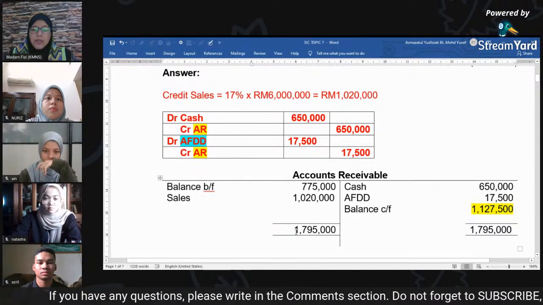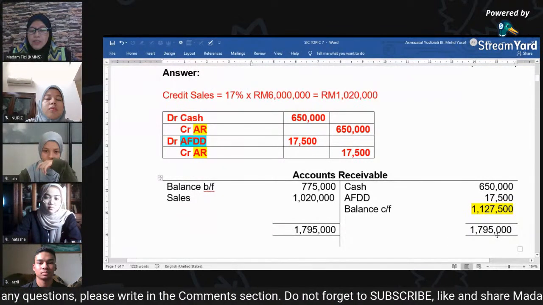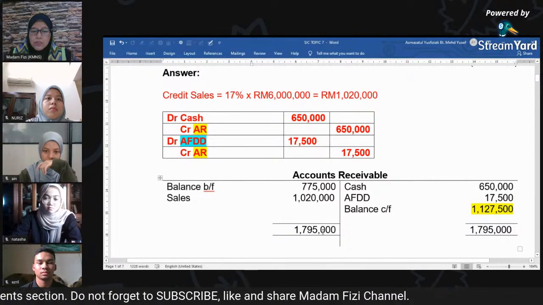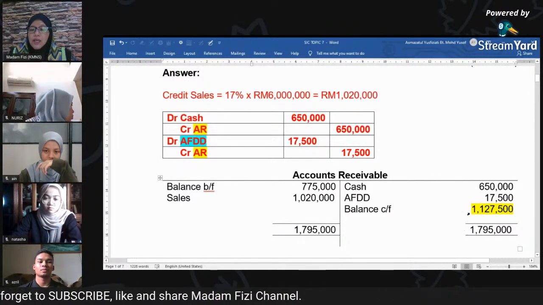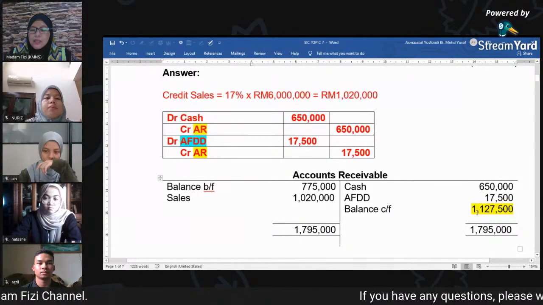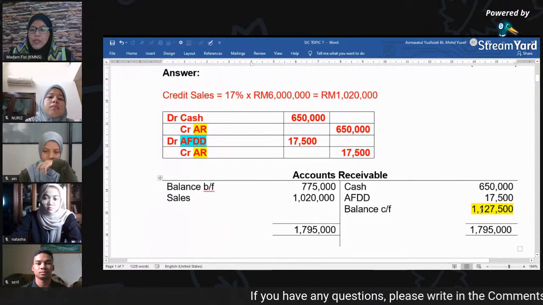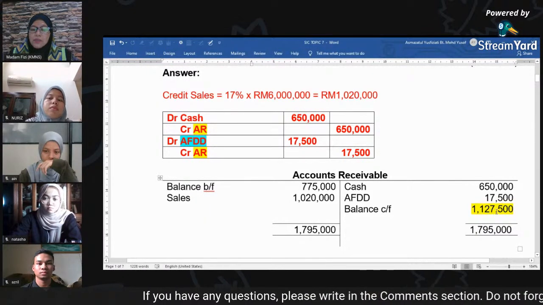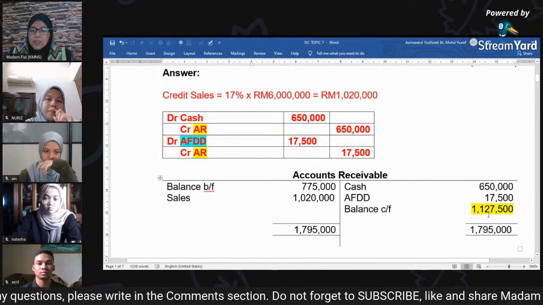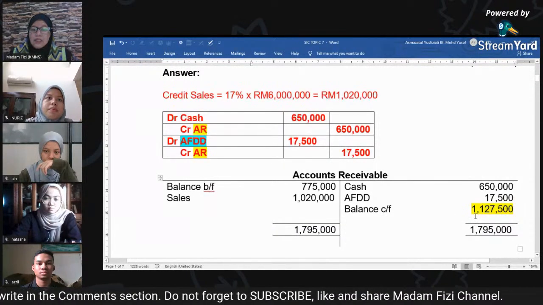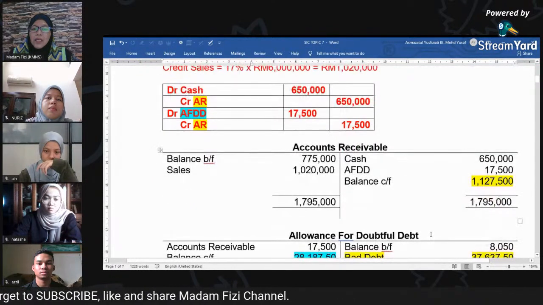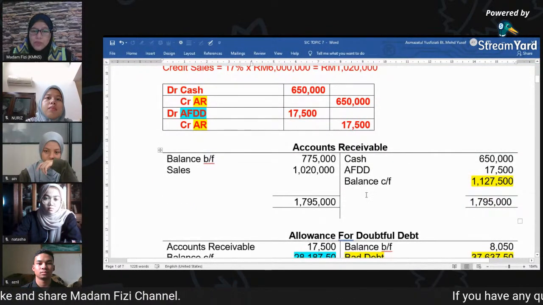Okay. So after that you balance the T account left and right. That is 1,795,000 left and right. And then you get the missing figure here that I highlighted, 1,127,500. This is the missing figure. So this is the balance carry forward. So this is the answer of the accounts receivable T account.